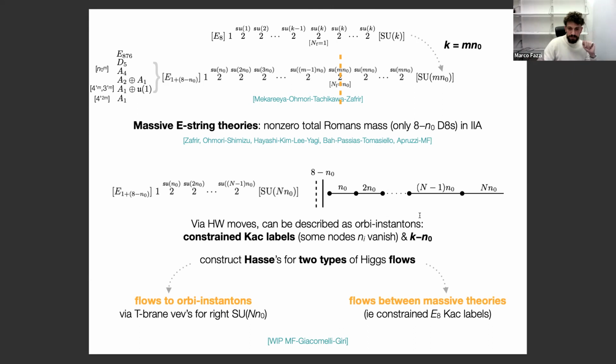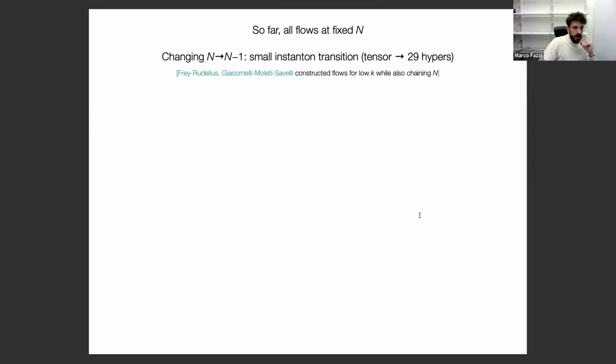Okay, so back to the point that Craig was asking about. So far, I've only described flows at fixed n, right? I've decided to fix n throughout my talk and the paper. However, we do know that you can change n by performing a so-called small instanton transition that transforms a tensor into, say, 29 hypers. And this is exactly the perspective that was implicitly assumed in these two papers by Tom, Frey, Simone, Raffaele, and Moleti. Okay, there they have examples of flows, but n is allowed to change.